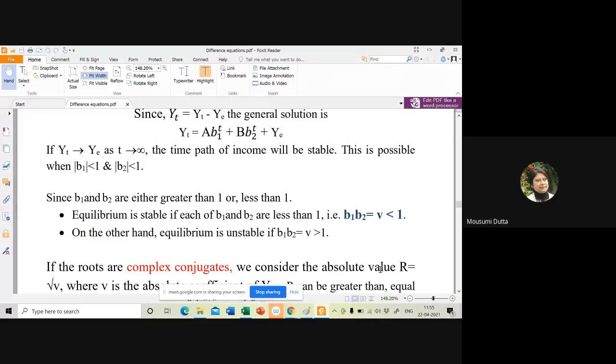So far, I hope everybody understood that stationarity or stability indicates B1 into B2, which is equal to V, less than 1 in this case.